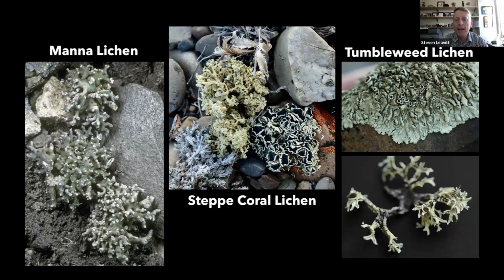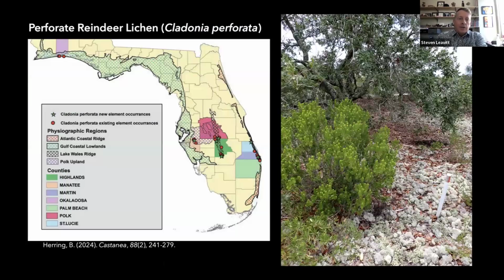On the left, a tumbleweed lichen. These show huge morphological shifts when they go from occurring on rock or bark to living free on soil. Cladonia perforata, which occurs in some isolated populations in Florida, is one of these fascinating lichens that's sensitive and vulnerable to all kinds of changes. Some of the great work by Brenda Herring, she recently did a status update for Cladonia perforata, looking at its total distribution across the state of Florida.